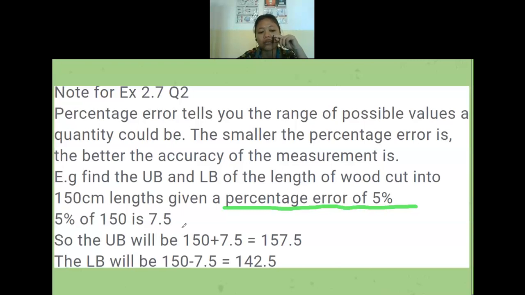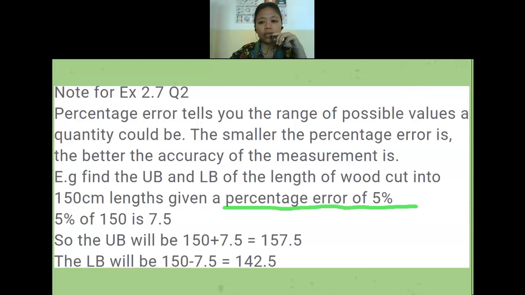And then to find the upper bound, usually the number is bigger. That's why for the upper bound it will be 150 plus 7.5, which is equal to 157.5. And for the lower bound it will be 150 minus 7.5, which is equal to 142.5. Is there anyone who has difficulties or is still confused? Is there anyone?